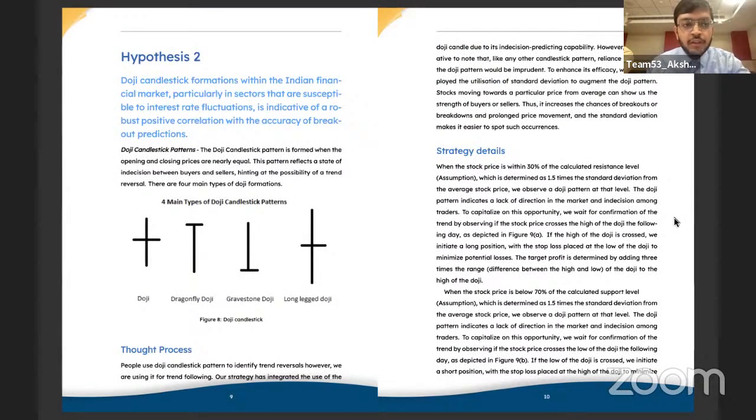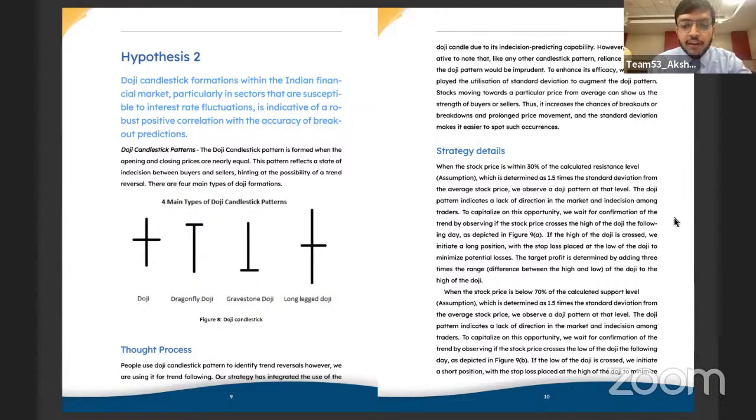Our second hypothesis states that doji candlestick formations within the Indian financial market, particularly in sectors that are susceptible to interest rate fluctuations, are indicative of a robust positive correlation with the accuracy of breakout predictions. Now, why this hypothesis? Once again, that question arises. People generally try to find market reversals with the doji pattern, but from our previous experience and the backtesting results, it is quite clear that it leads to more stop losses being hit than profit. So we decided to use doji for predicting indecisiveness instead of reversals.